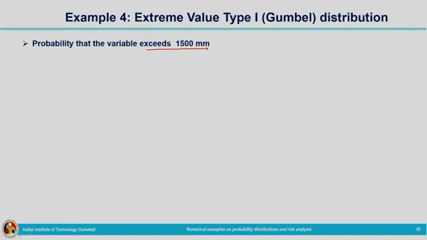Now the second part of the question is to calculate the probability that the random variable exceeds 1500 millimeters. That is, our rainfall is exceeding 1500 millimeters. What is the corresponding probability? That can be calculated by using the formula P(X > 1500). So that is obtained by making use of the cumulative distribution function. This is equivalent to 1 minus P(X ≤ 1500). That is 1 minus capital F(x = 1500) will be giving us the value corresponding to the probability that the variable exceeds 1500 millimeters.